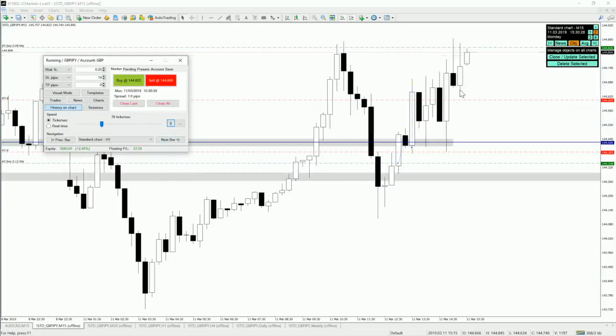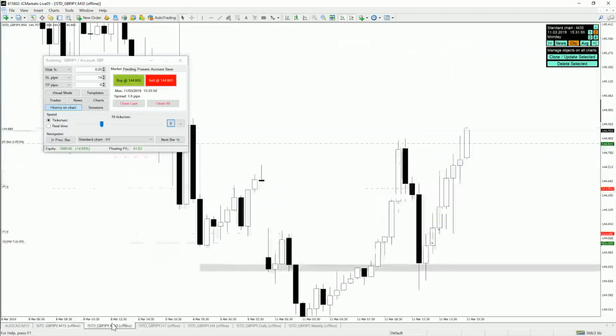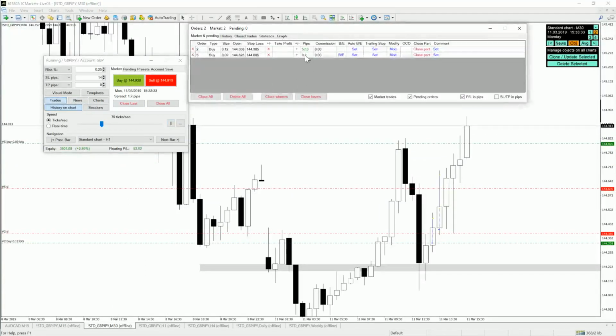So yeah, hopefully we respect the support on 15-minute. If we don't, we lose like 0.25, you know, no big deal. But if it continues moving up, I think that could be a pretty good trade here. Now let's take a look here. We're moving up to like 6 pips, 5 pips.